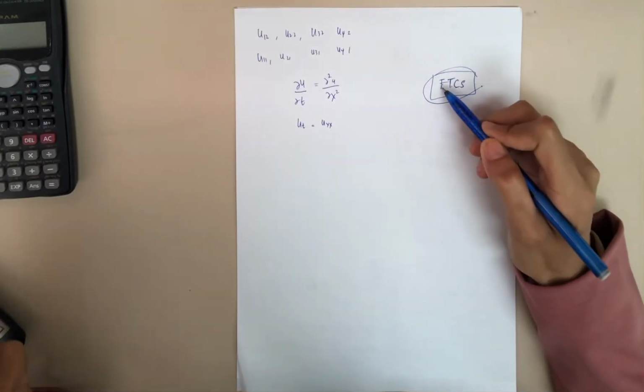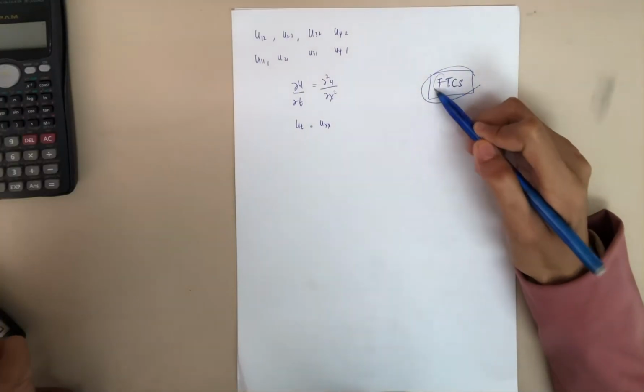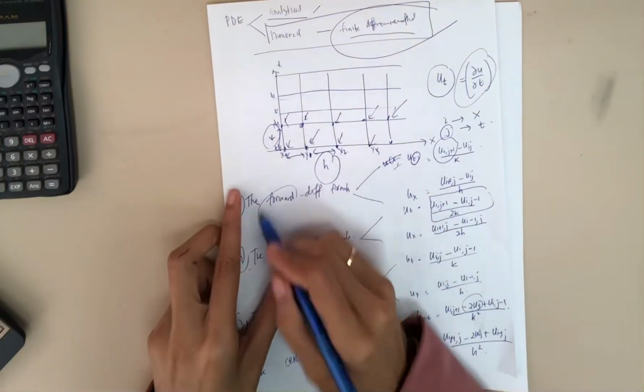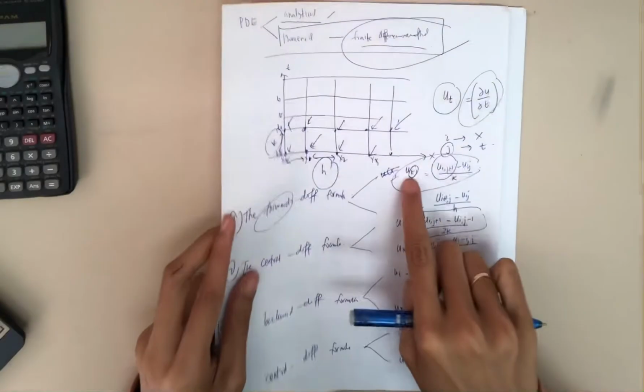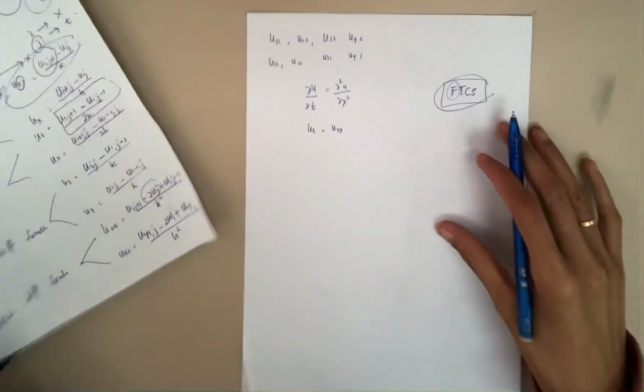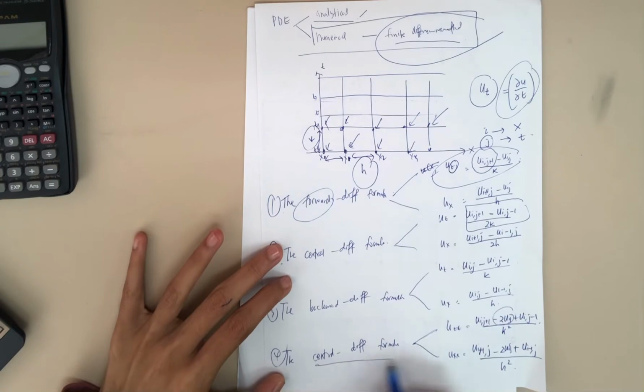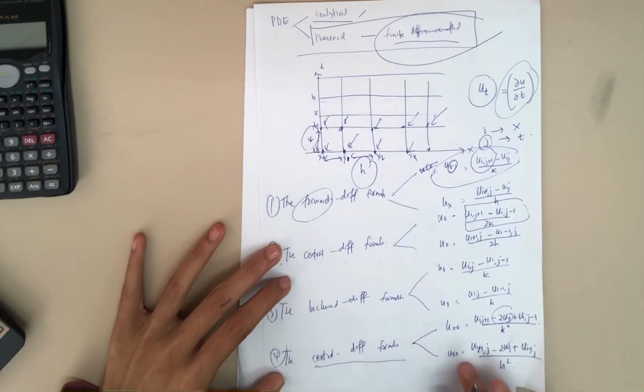Okay, FT, so forward time. So we will use the forward equation for ut. And centered space, because this is second order, we only have centered for second order, so there is only one centered order.